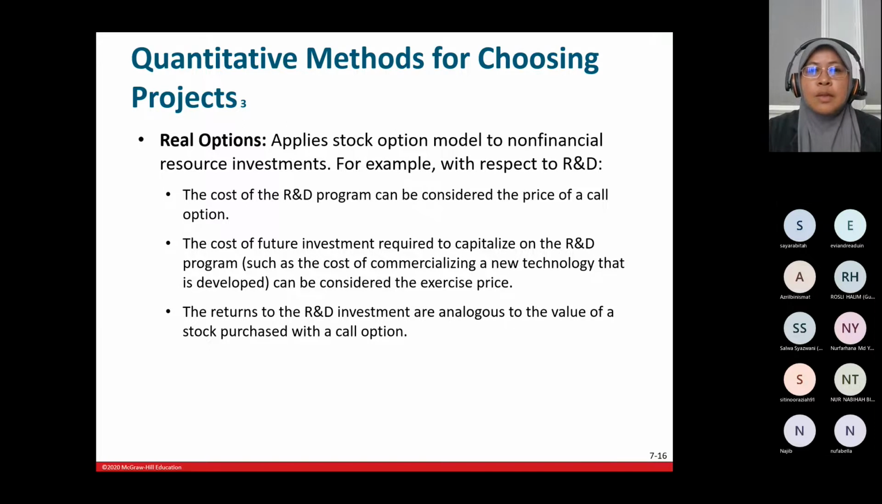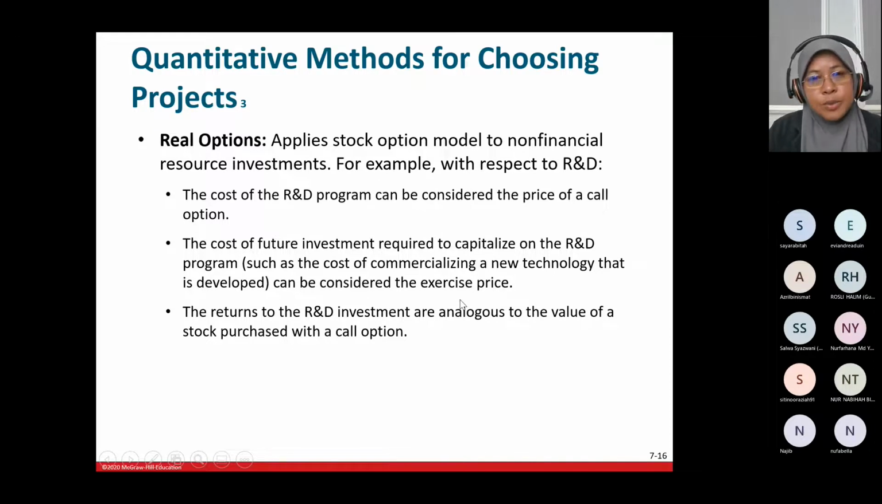The second one is real option. It applies the stock option model to non-financial resource investment, for example, with respect to R&D. So the cost of an R&D project can be considered the price of a call option. Sometimes when we do R&D, new things come in that need to be added: additional price, additional solutions, additional things. So the cost of future investment required to capitalize on the R&D program, such as the cost of commercializing a new technology that is developed, can be considered as the exercise price.